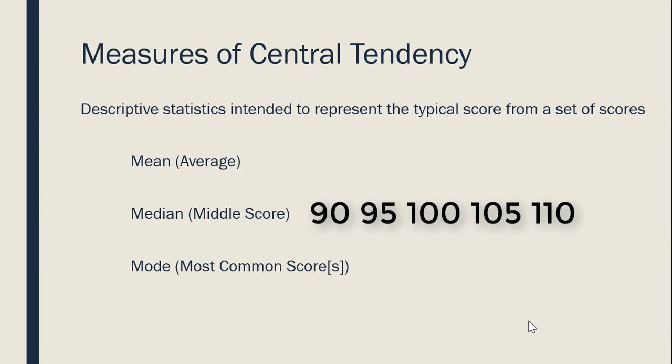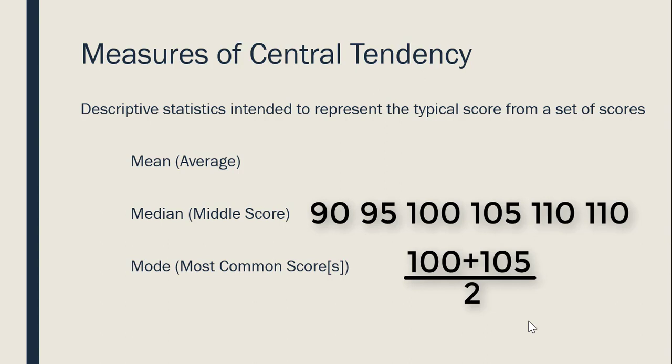If you have an even number of scores, the middle score will be calculated as the average of the two numbers that are on either side of the midpoint. For example, if we had an additional IQ score of 110, the midpoint is now between 100 and 105. In this case, we add the two scores on either side of the midpoint together and divide by 2 to get the median of 102.5.